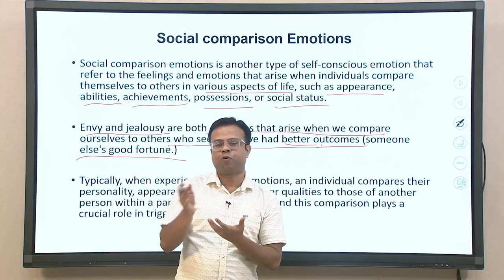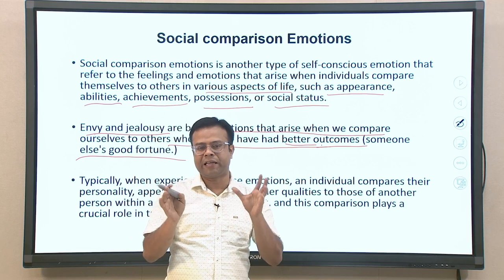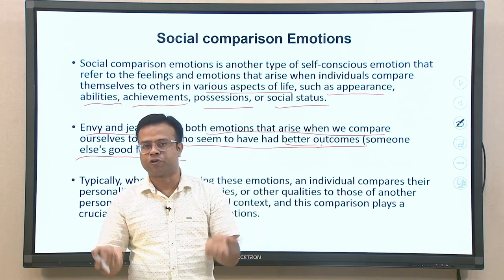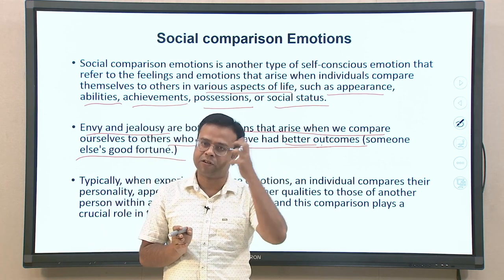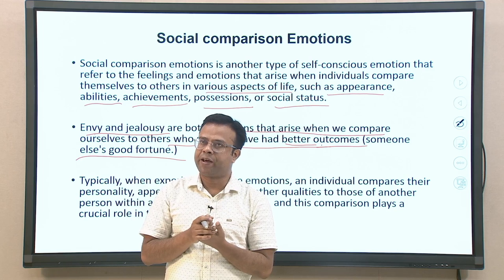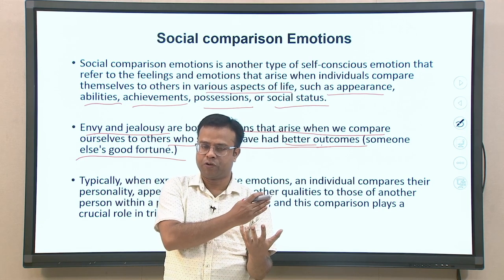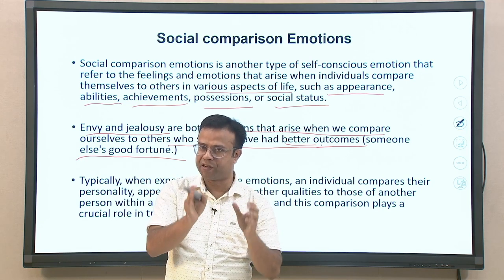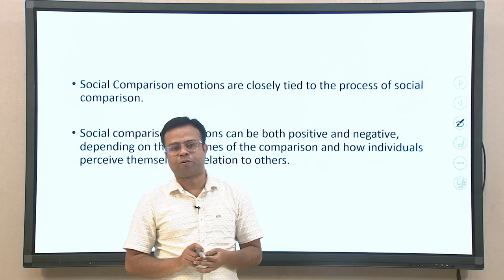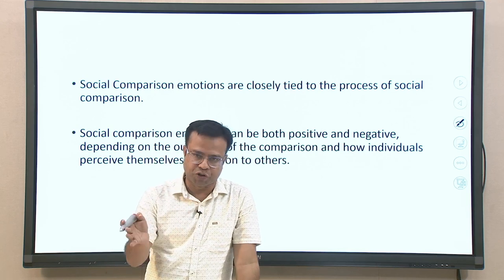So, typically when experiencing these emotions, an individual compares their personality, appearance, abilities and other qualities to those of another person within a particular social context, and this comparison plays a crucial role in triggering the emotions. So, whenever we compare ourselves with others, it triggers certain emotions, depending on how you are comparing, what you are comparing. So, if you compare yourself with others and you find yourself lacking something, obviously it will lead to certain negative emotions, you know. So, we will discuss envy and jealousy in specific, how they are a result of social comparison. The social comparison emotions are closely tied to the process of social comparison. So, it arises out of comparison, that is why they are called social comparison emotions.